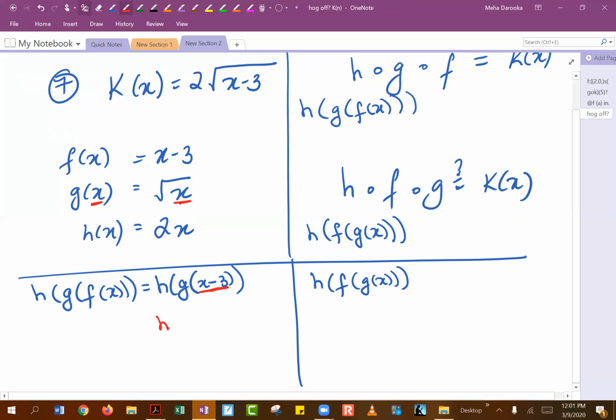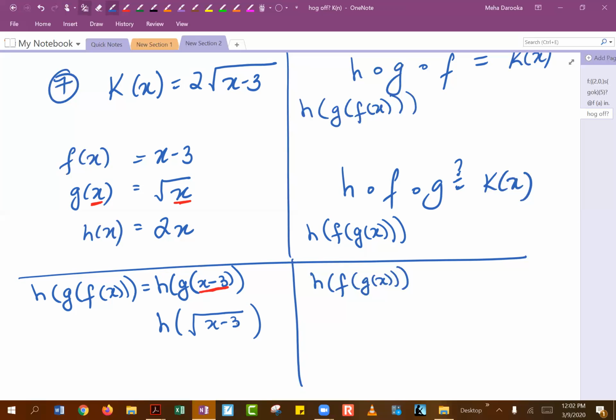So leaving h as it is for now. If I'm making a substitution with the g function, with x minus 3, how do I rewrite this? Square root of x minus 3. So far we've only done 2 compositions. This one is 3, which means we have just one additional step.